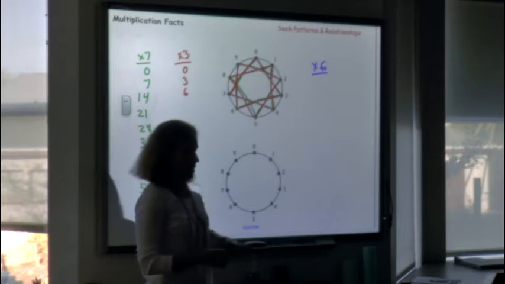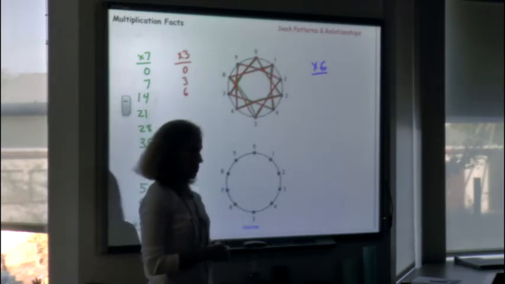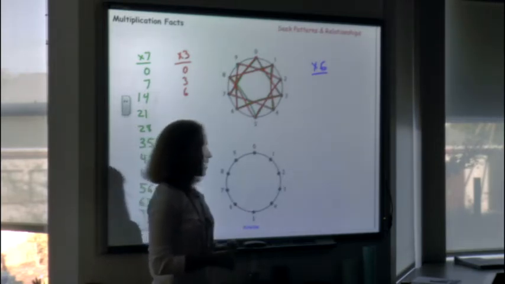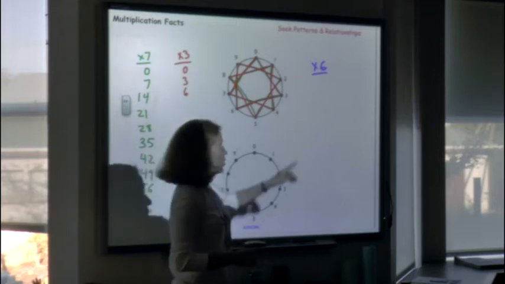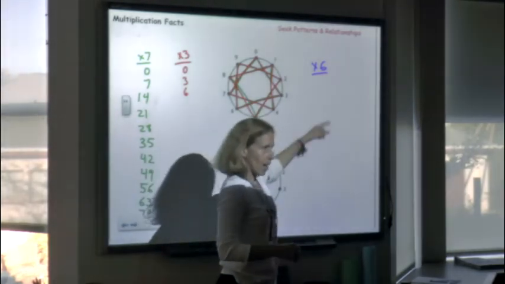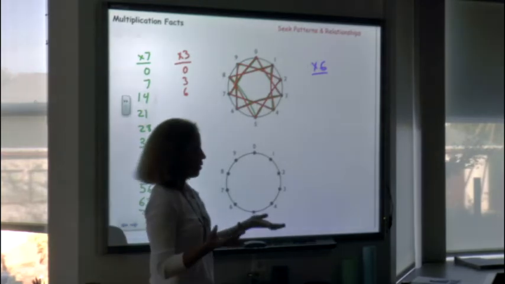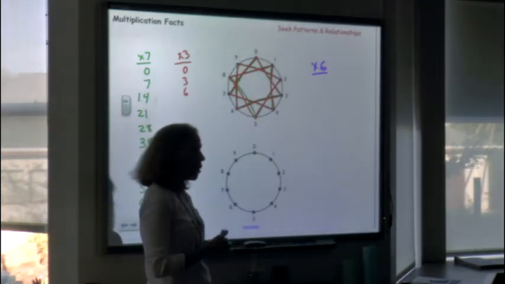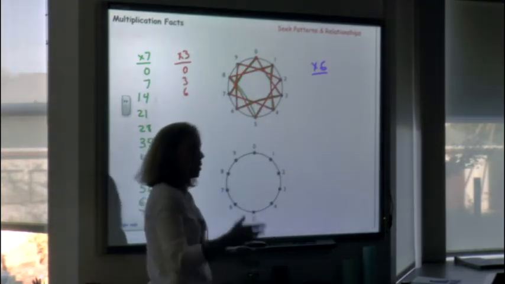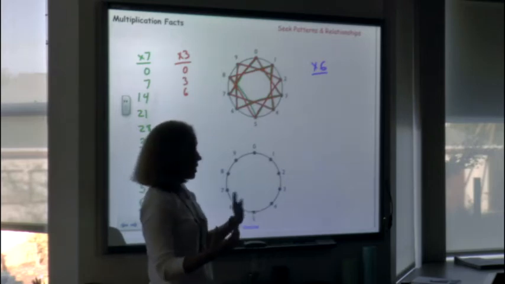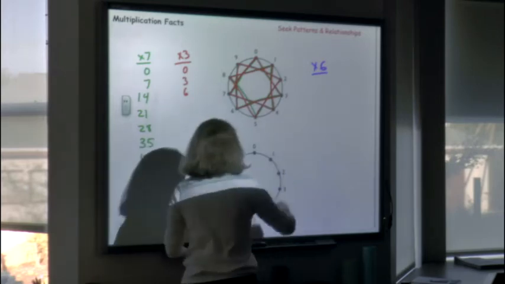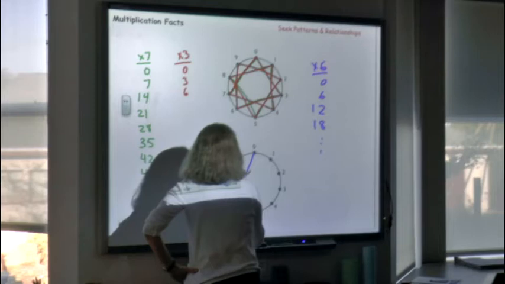Without hesitation, they said, can't be. It's even. You can't get an odd product with an even fact. How do they know this? They've been looking at patterns for a long time and noticing, oh, odd times odd is always odd, but even times even, and even times odd is always even. So a 6 point, right? 12, 18, 24, 30, 36, a 5 point.